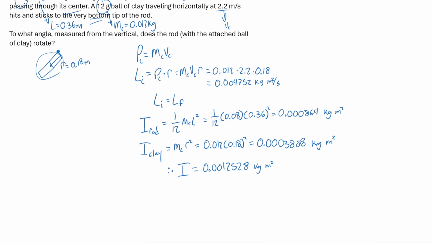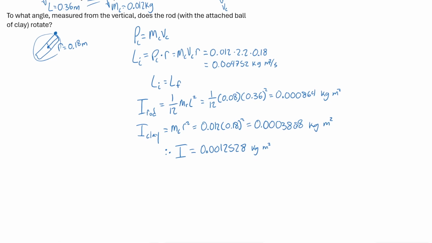Right. But we haven't quite found the final angular momentum. The final angular momentum is equal to the moment of inertia, the total moment of inertia, that is, times the angular velocity.